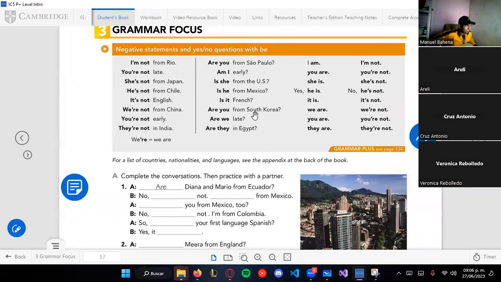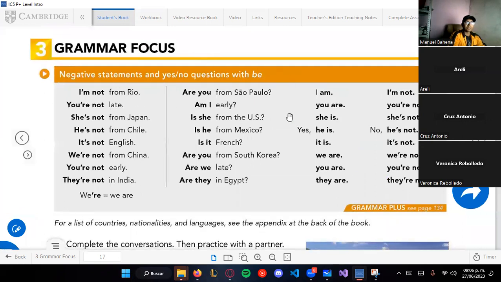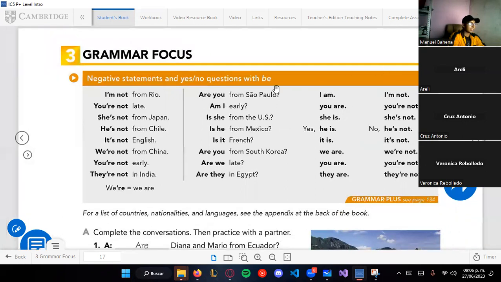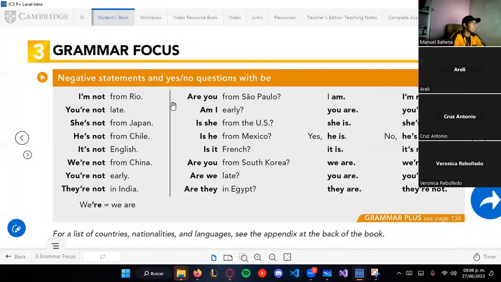Perfect. Now, we're going to check this out. Vamos a checar esto. It says, grammar focus. Vamos a checar un poco de gramática. Con esto vamos a terminar con esta partecita de gramática. This grammar part says: negative statements, and yes-no questions with be. What's the first part? Negative statements. ¿Qué creen que significa eso?